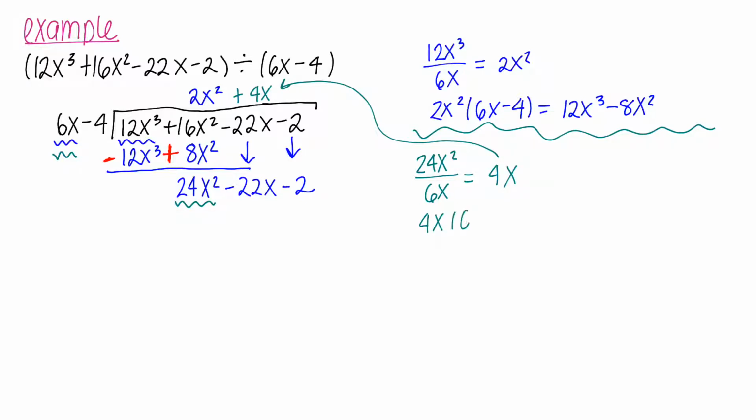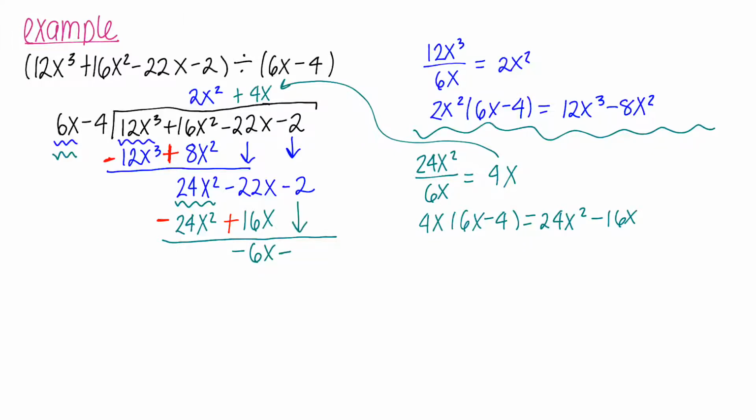Then 4x times 6x minus 4 equals 24x squared minus 16x. Make them the opposite signs, so minus 24x squared, plus 16x. The first terms cancel. Negative 22 plus 16 is going to give me negative 6x. And then I bring down the minus 2. I need to keep going because this is raised to the power of 1 and this is raised to the power of 1. If they're the same power, you still keep going. This has to be less for us to stop.